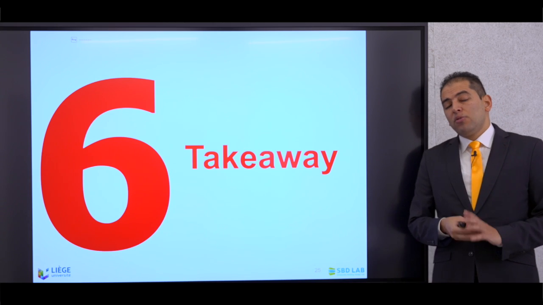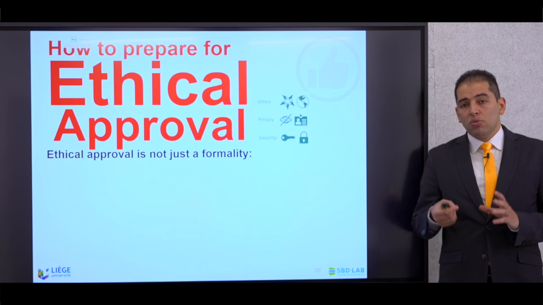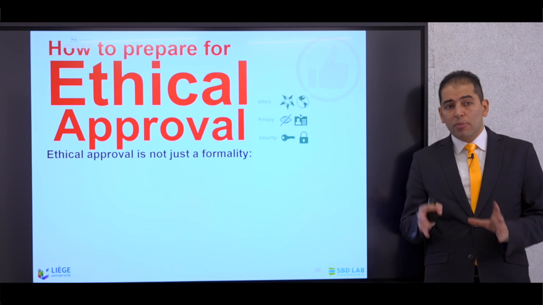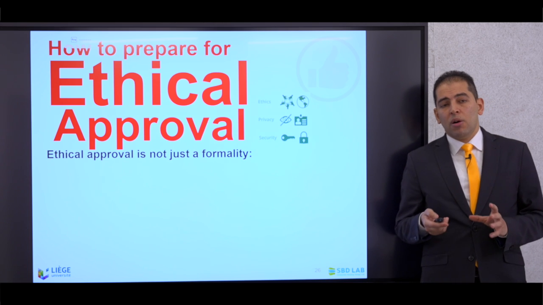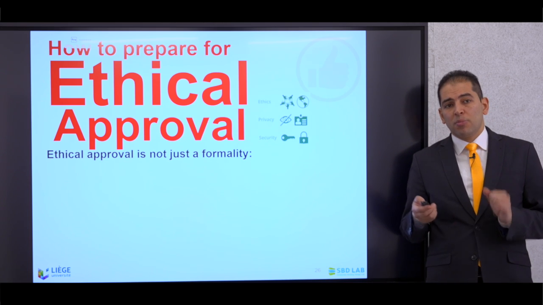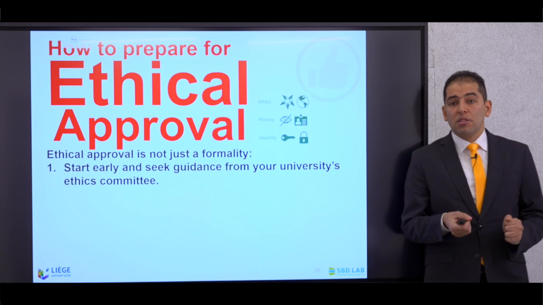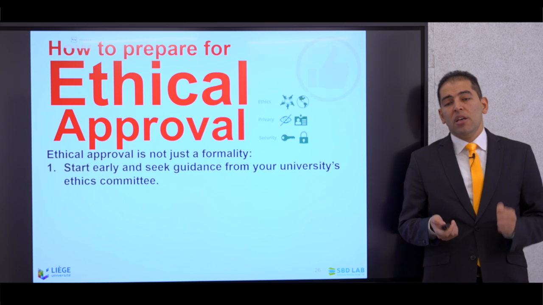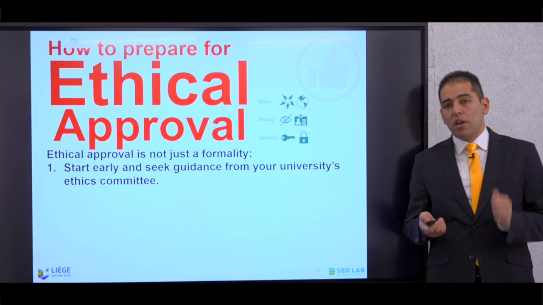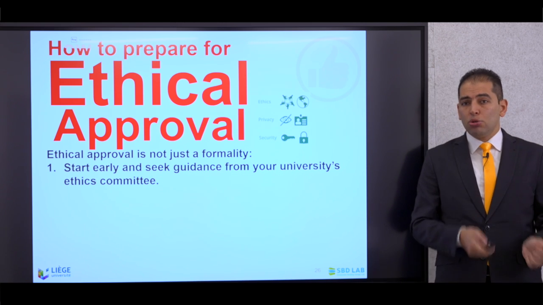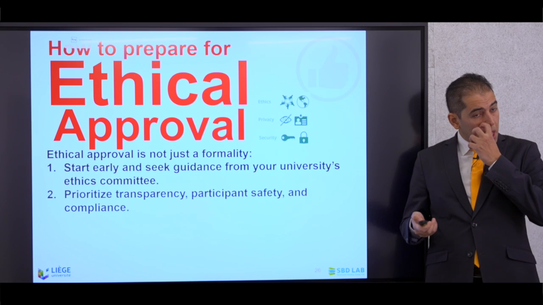Well, this is the end of today's presentation. Some takeaway messages I wanted to share with you when it comes to how to prepare for ethical approval. Ethical approval is not just a formality, it's really serious work. It involves privacy and security, and you need to start early and seek guidance from your university ethics committee. Get in connection with them as soon as possible and start to inquire, understand the process, and see if they automated the process or it is a manual process, meaning it takes more time.